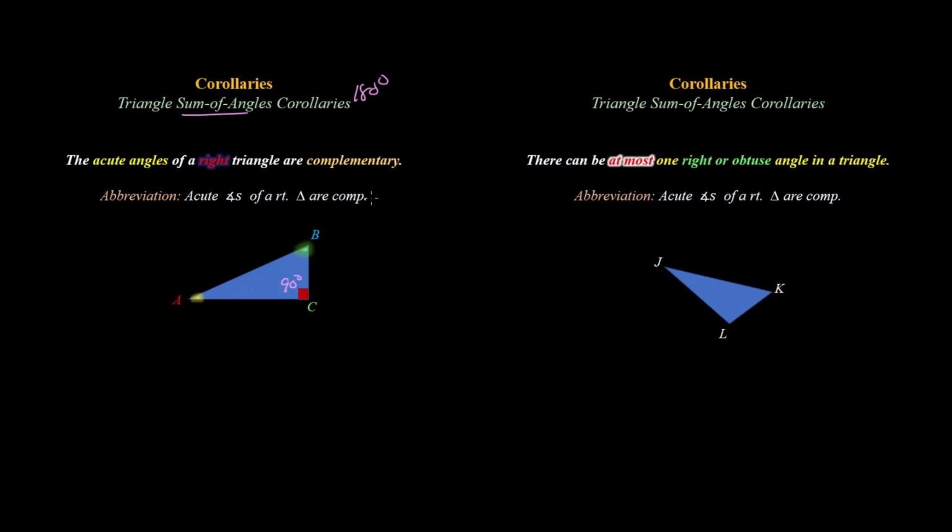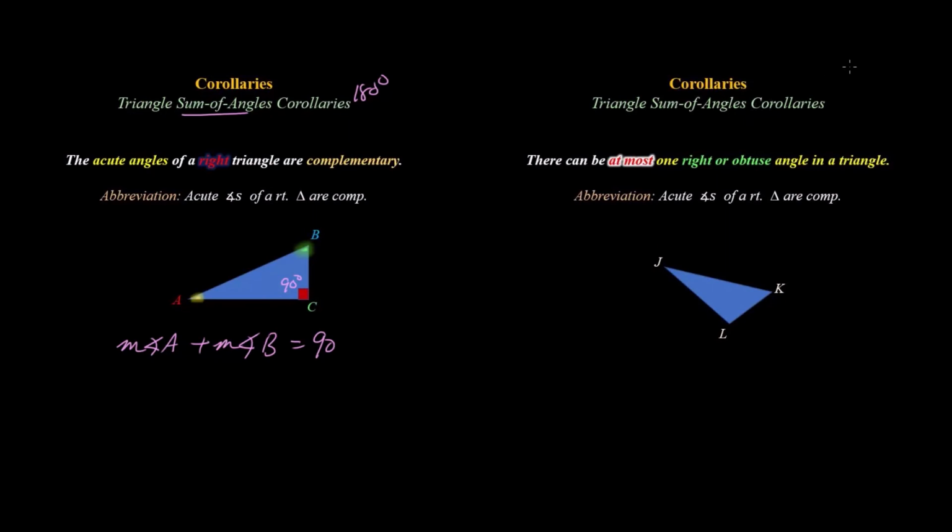That's their definition. So one corollary of the triangle sum of angles theorem is that the acute angles of a right triangle are complementary. You can write it like this: acute angles of a right triangle are complementary. So that is A plus B. They add up to 90 degrees. That is, the measure of angle A plus the measure of angle B is equal to 90 degrees. So that's an easy corollary.